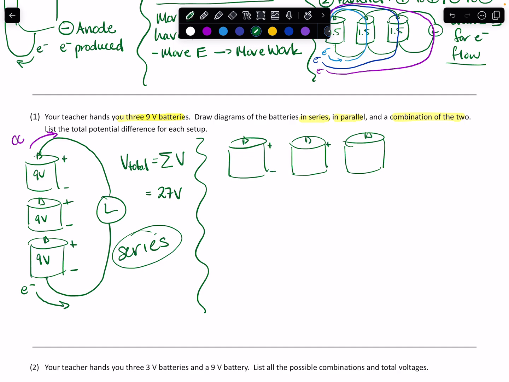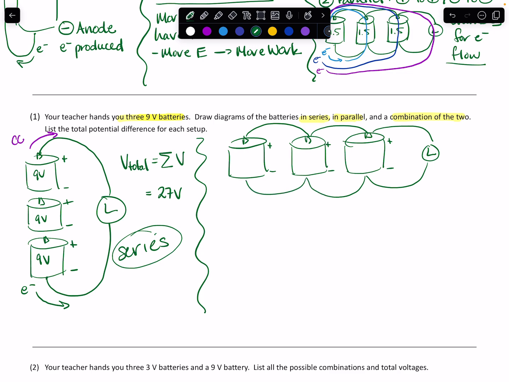Positive, negative, positive, negative, positive, negative. So we'll have a wire go to that positive one, and then we'll have it loop through a light bulb. We'll have this, and then return.